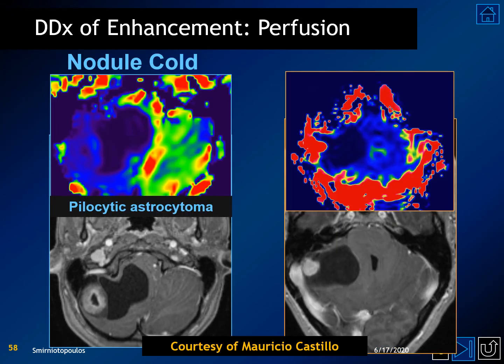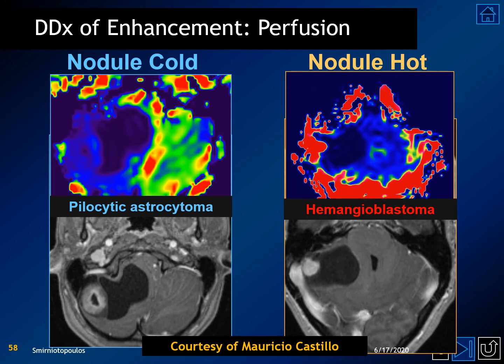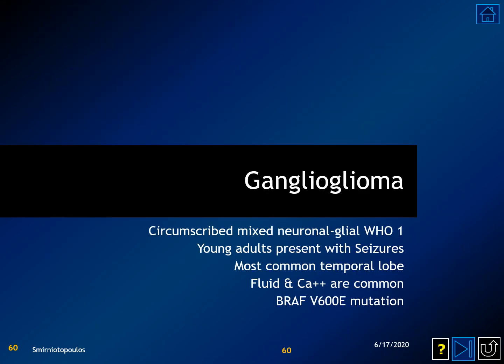So if we look at this example here, from Dr. Mauricio Castillo, we can see that we have a cold nodule in a pilocytic astrocytoma, and yet the perfusion imaging shows a hot nodule for the hemangioblastoma. But typically the age of the patient has such sufficient differential value that perfusion imaging is not necessary. Let's look at some other low-grade gliomas.